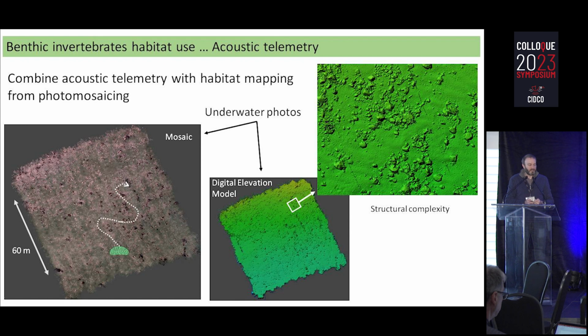Here is a photomosaic we did in Godbout here in the St. Lawrence. It is an area of 60 meters by 60 meters where we also had an acoustic telemetry array that gives us the movement of different urchins. From these mosaics, we were also able to get a pretty nice 3D model. So we have a digital elevation model for that site, from which we hope to get information about the spatial complexity.